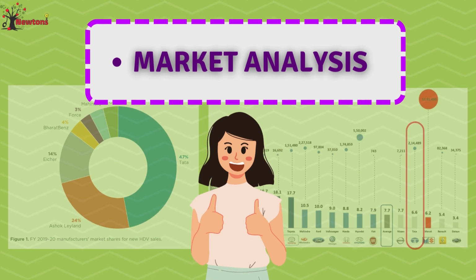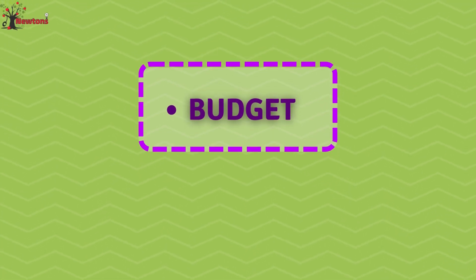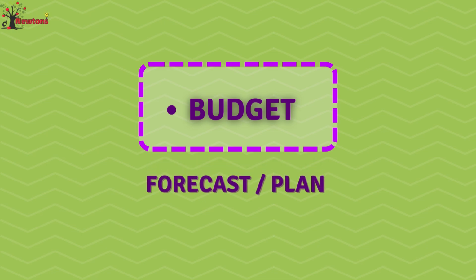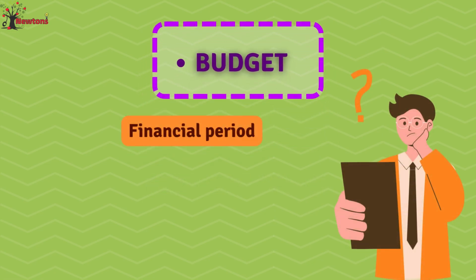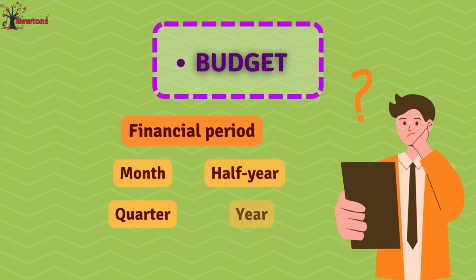Now let's move on to the next topic, budgets. Budgeting, also known as forecasting or planning, is a crucial activity in any organization. It involves estimating how much sales we will achieve in the next period, which can be a month, a quarter, half a year, or a year, though typically it's for a year.